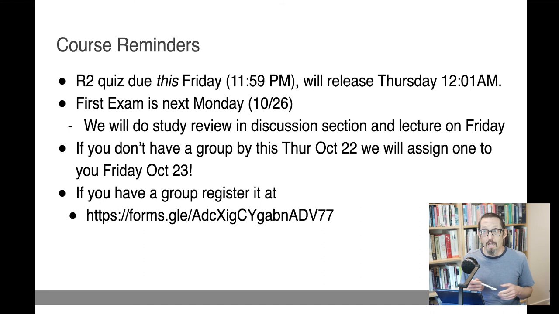If you have not already registered a group, if you have formed a group, go to the Google form that you can see the link here. You can also find the link on Canvas in the announcement. Okay? Click on it. Tell us who your groupmates are. One entry in the form per group, please. All right. If you do not have a group registered on the Google form by the end of Thursday this week, the 22nd, then we are going to arbitrarily assign you groups.